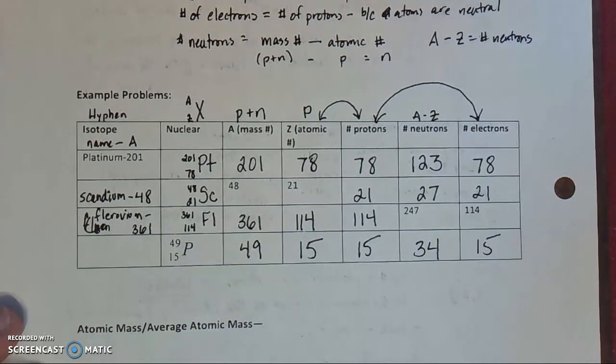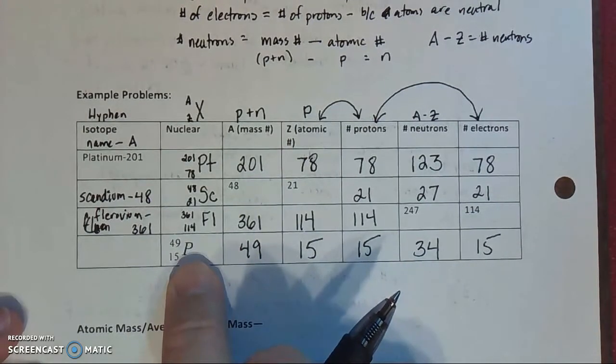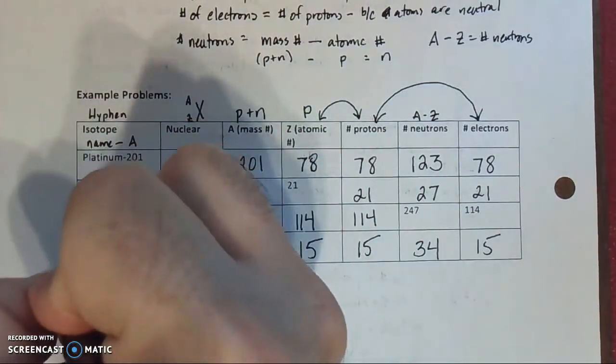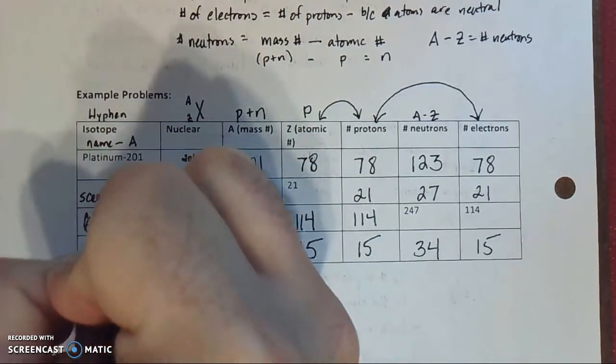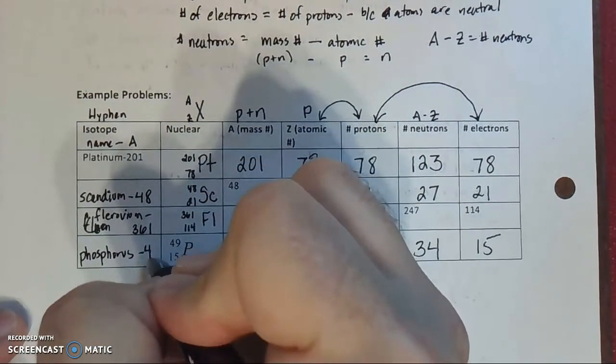So now I can go to the periodic table and look up number 15, or the element with the symbol P, and I see that that is phosphorus. So I'm going to write down phosphorus, dash, its A number, 49.